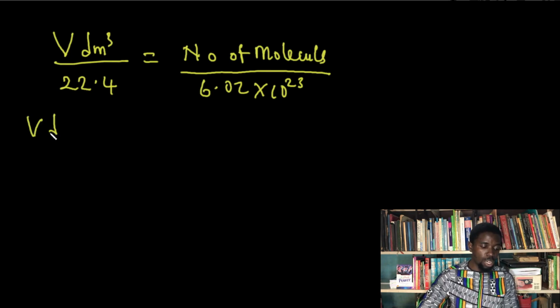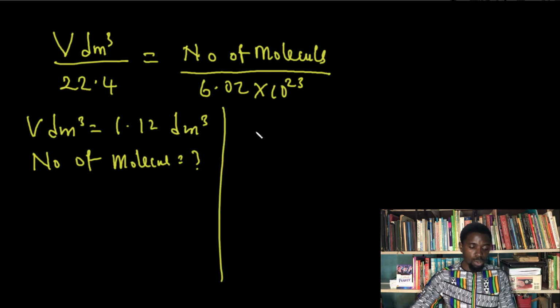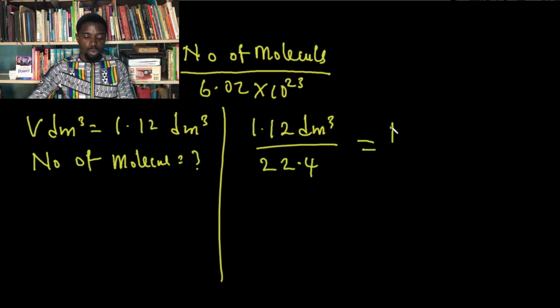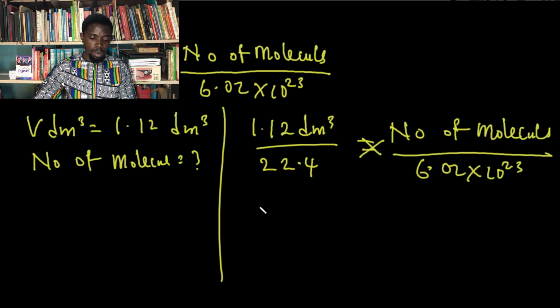Now, I was given the volume in dm cube as 1.12 dm cube. I was not given my number of molecules, we're looking for that, and because of that we get to solve. So straight up, what's going to be our solution? The volume in dm cube is 1.12 dm cube divided by, notice I'm just putting the values in place, 22.4, which equals the number of molecules, which we don't know, divided by 6.02 times 10 raised to the power 23. So what do we do here? We cross multiply. Now cross multiplying, this implies that we're going to have number of molecules being the subject of the formula.